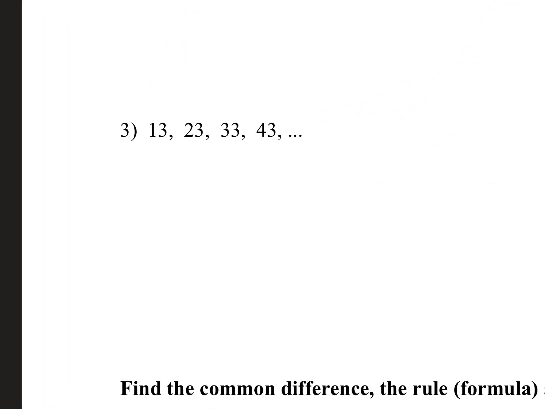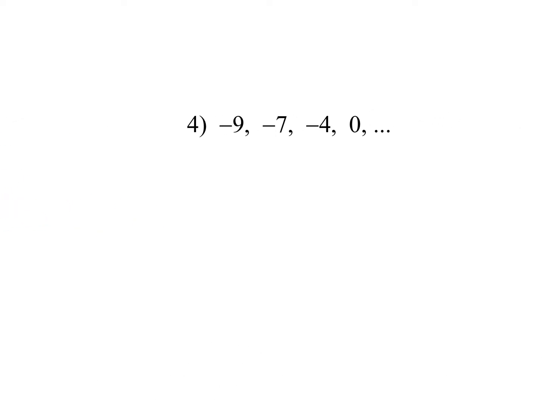For number 3, am I adding or multiplying to get from one number to the next? I'm adding. Adding what? 10. So my common difference is 10. And what would this be? Arithmetic or geometric? Arithmetic. And for 4? 4 would be neither. We're not adding or multiplying by the same thing.